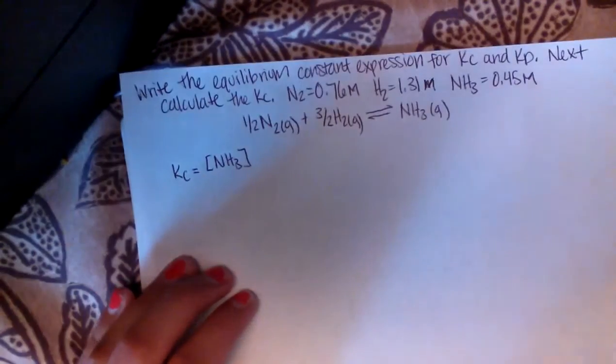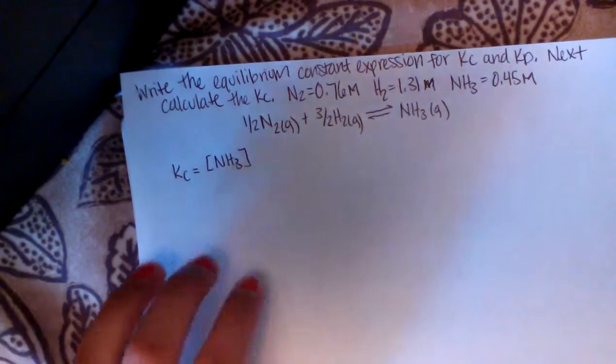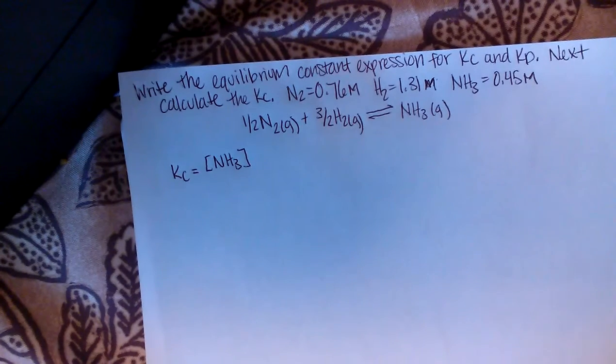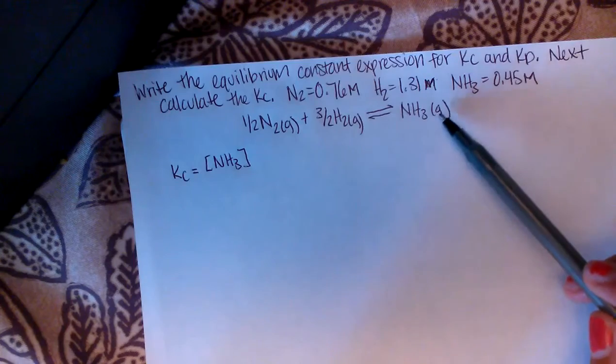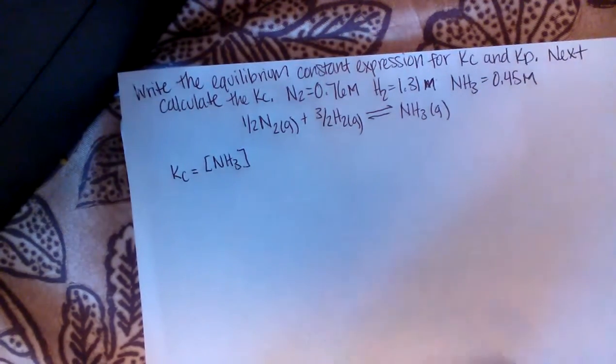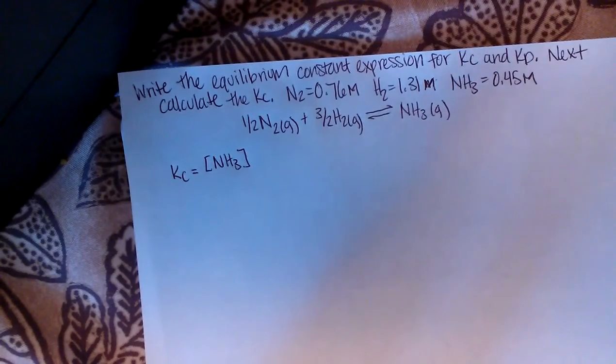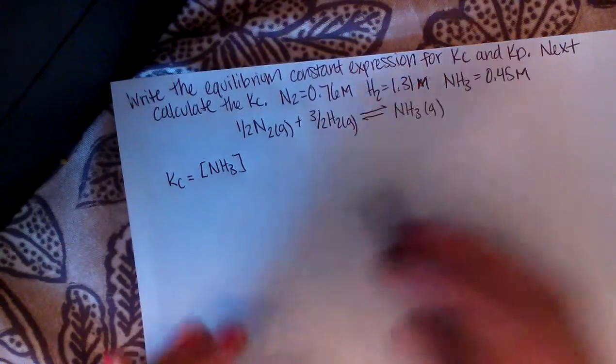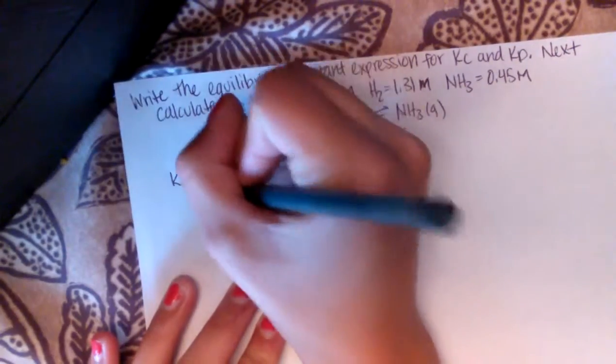NH3. One more note: when you're doing any sort of equilibrium constant, you really just have to deal with gases and aqueous solutions. Any liquids or solids would not be included in your Kc expression or your Kp expression. So for example, if NH3 was a liquid, then you would not include it in your Kc expression. But in this case, since NH3 is a gas, you can include it along with H2 and N2 because they're all gases. So anyway, the product NH3 over the reactants.